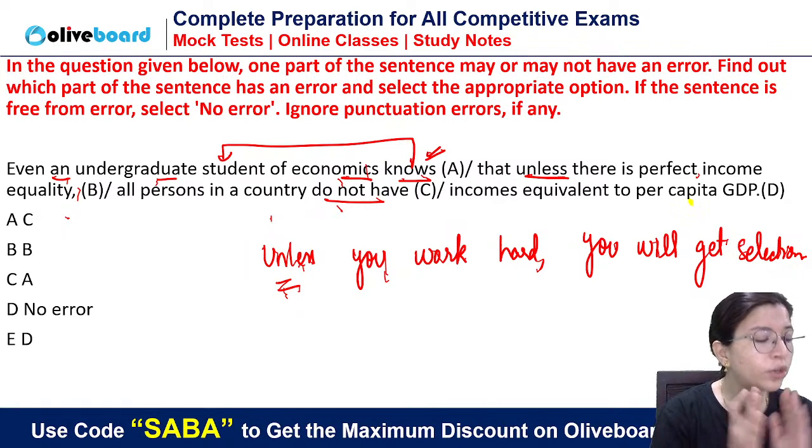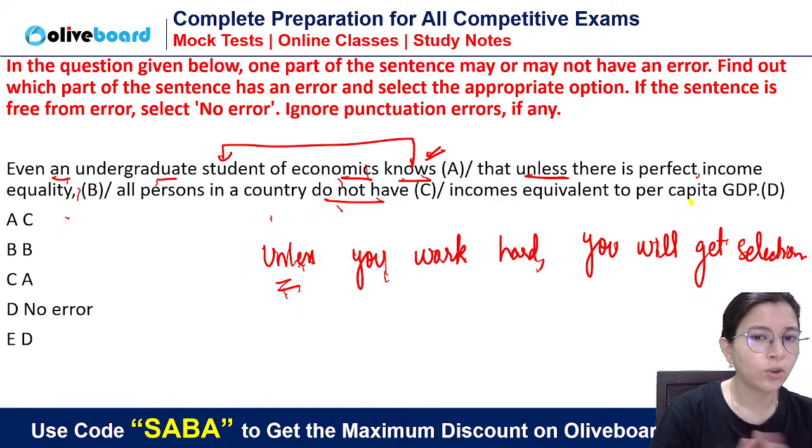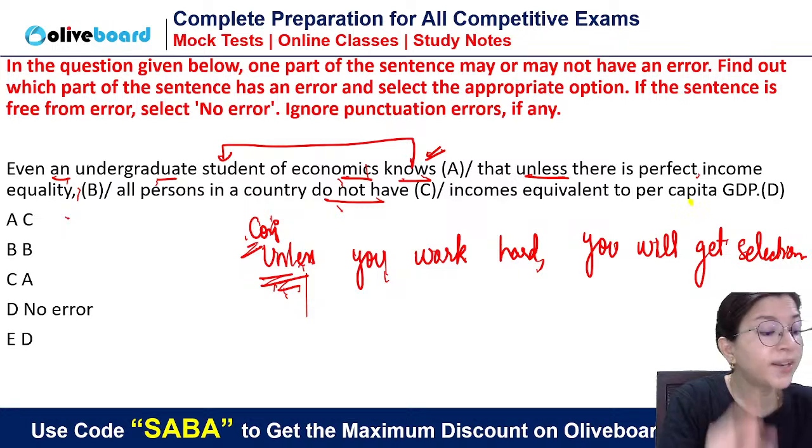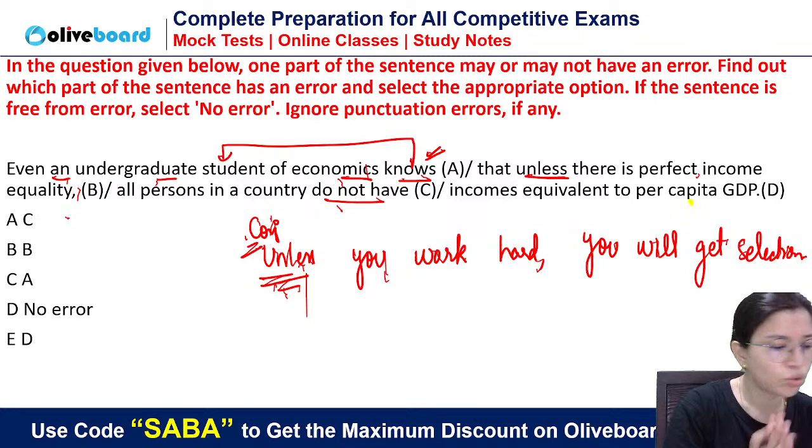Listen to me guys, don't try to learn the rules, try to understand the rule. See, whenever unless is there, now please try to understand the concept. Okay, अब समझिए concept को. Whenever unless is there, unless is a conjunction guys. Okay, unless is a conjunction, it connects two sentences. ये दो sentences को जोड़ता है.